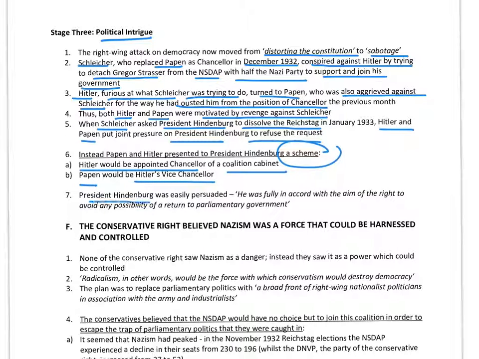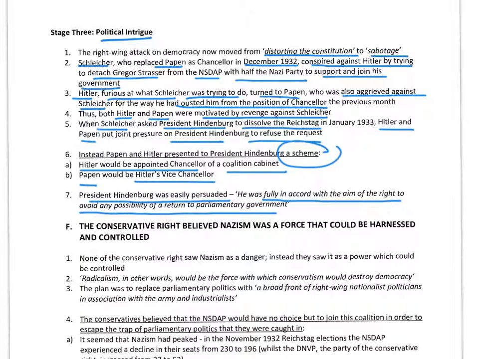And because President Hindenburg was caught in that dilemma, he didn't want to keep on dissolving Reichstags, but at the same time he was under pressure to find a solution to the problem. He proved to be highly susceptible to accepting that plan that was presented to him by Hitler and Papen. It provided a way out. Hindenburg was easily persuaded. So Hindenburg was, quote, fully in accord with the aim of the right to avoid any possibility of a return to parliamentary government.